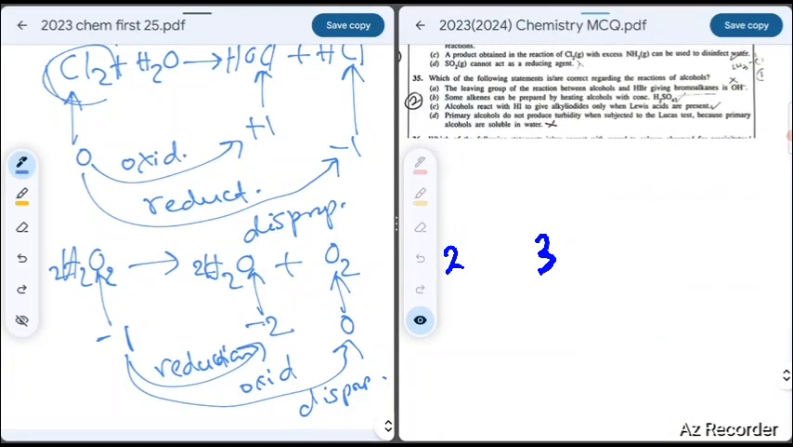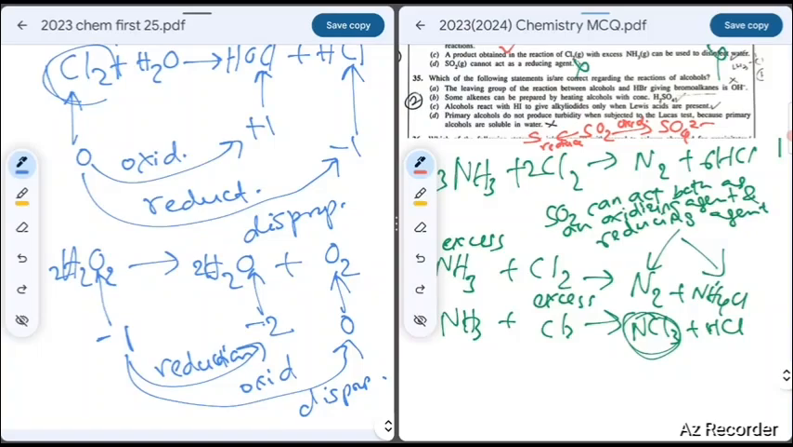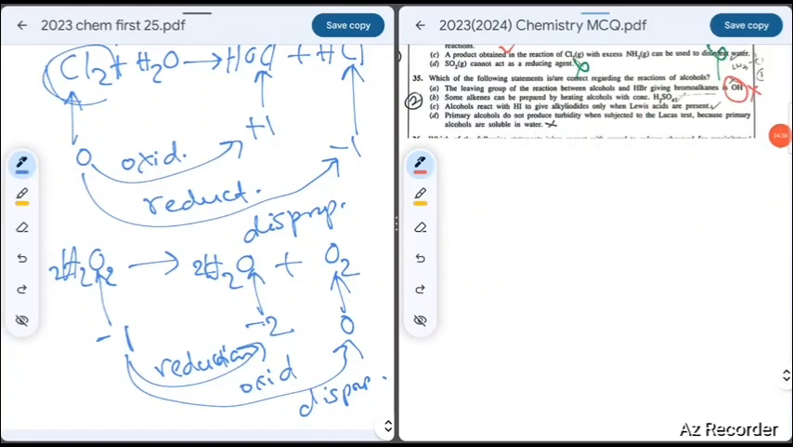Next, 35th question. Which of the following statements is correct regarding the reactions of alcohols? The leaving group of the reaction between alcohols and HBr giving bromoalkane is OH minus. No, the leaving group is not OH minus, because of the mechanism. Now the mechanism is like this.